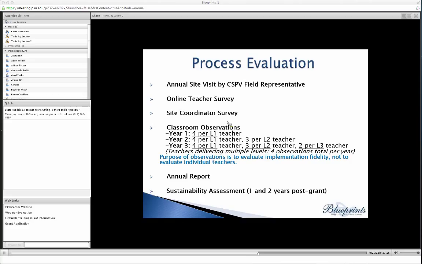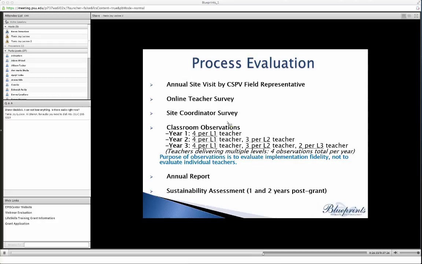Classroom observations are conducted to evaluate implementation fidelity. Observers use checklists to determine if the points to make in the lessons are being covered. I want to stress the point here that this is not intended to evaluate teachers by any means. It's only to evaluate implementation fidelity, and all of the data we gather from this is reported at the site level, so we never report on anyone individually. You can see the breakdown there by year and by level. The number of observations varies depending on what level the teacher is implementing. All of this information is reported to our sites annually in that year-end report.